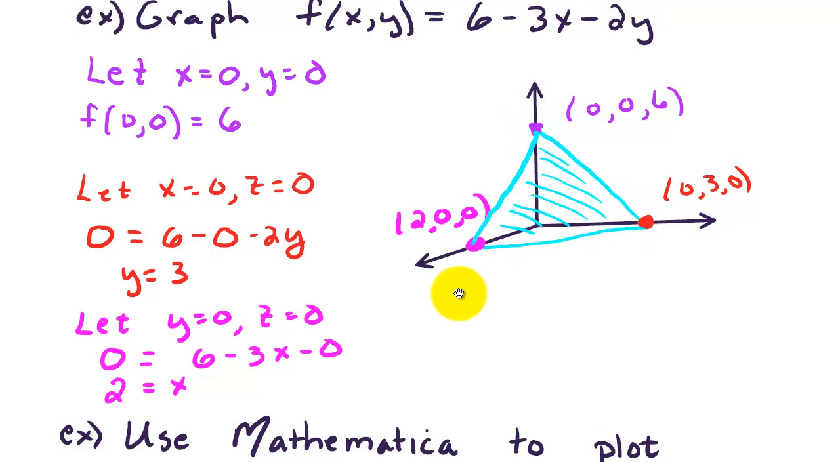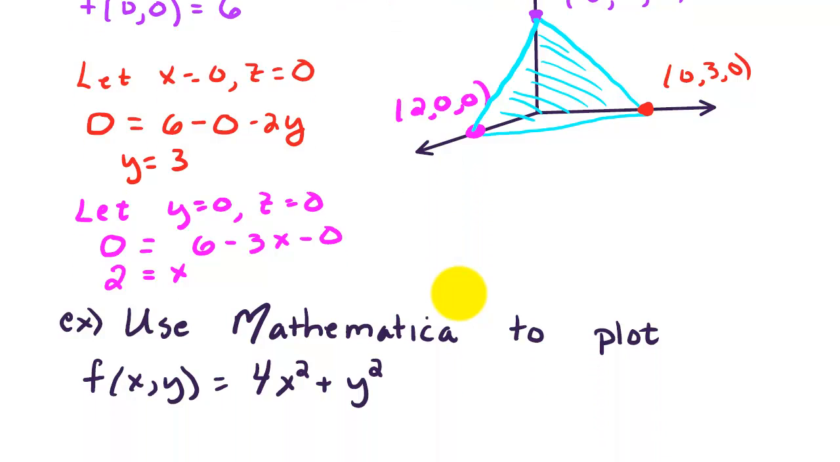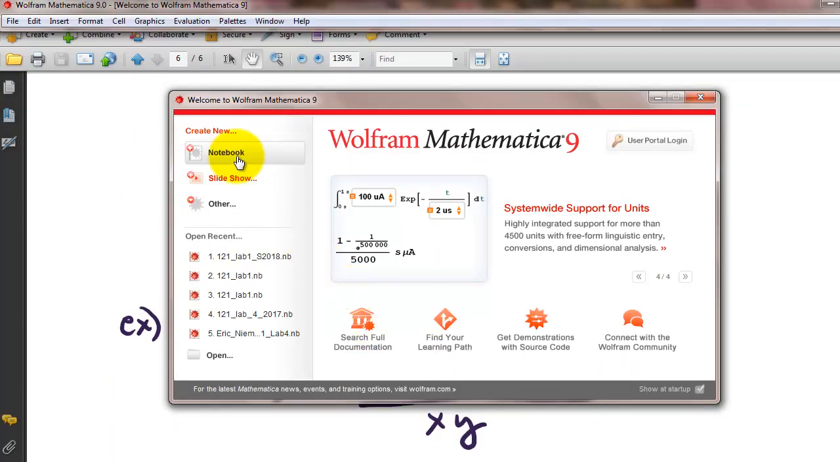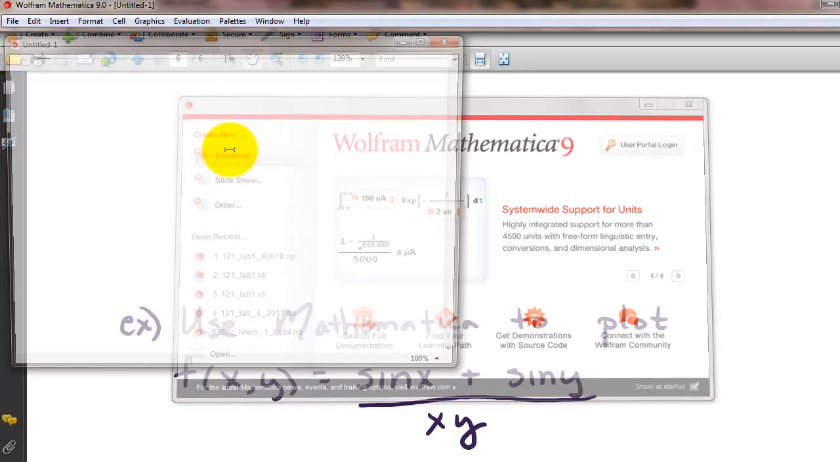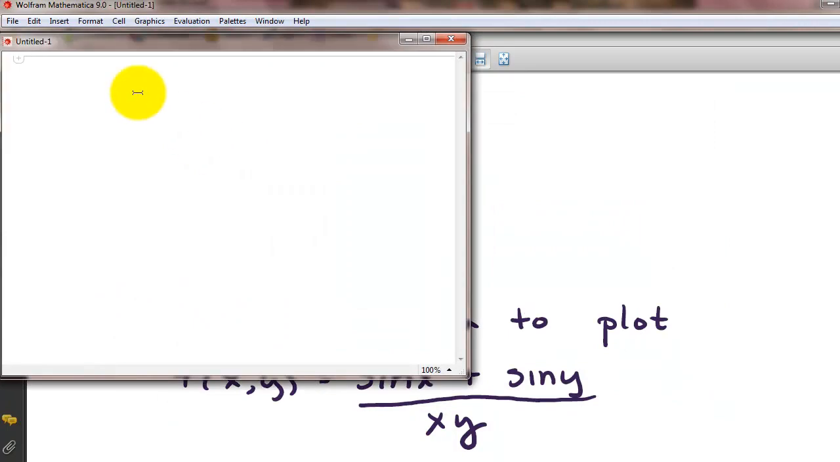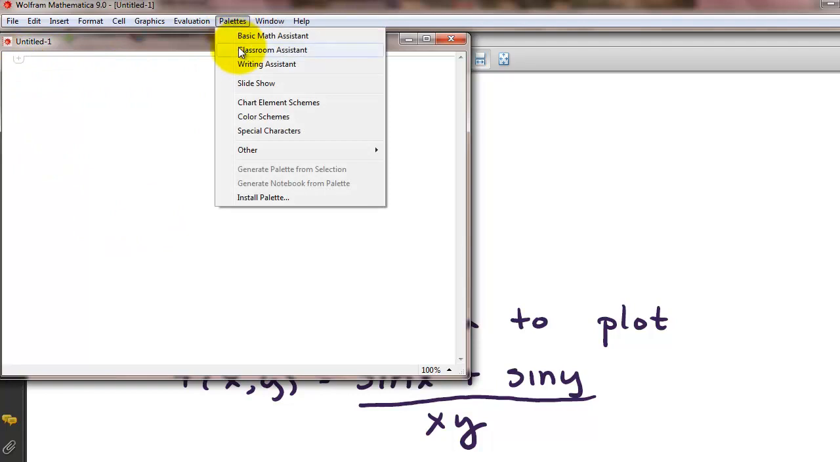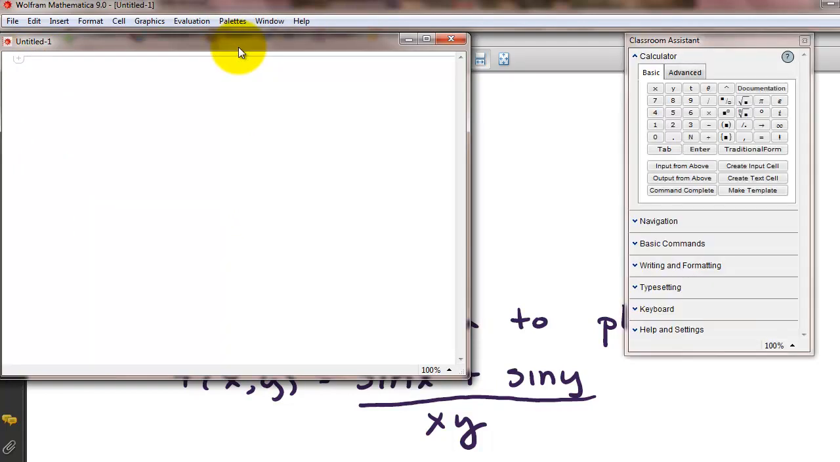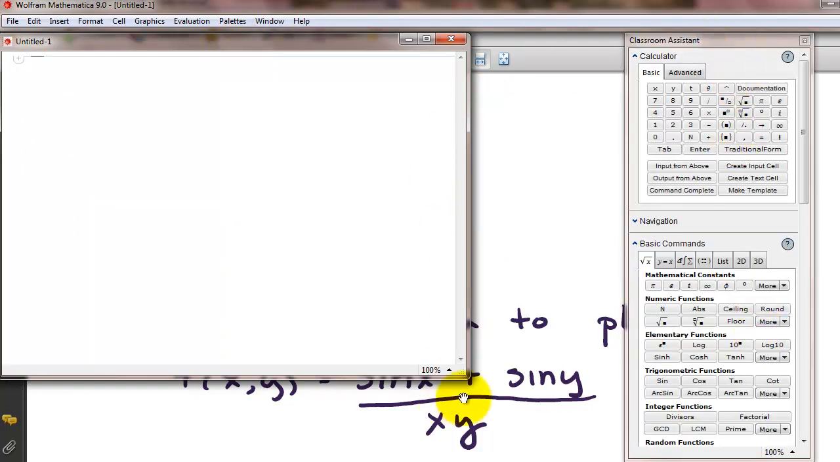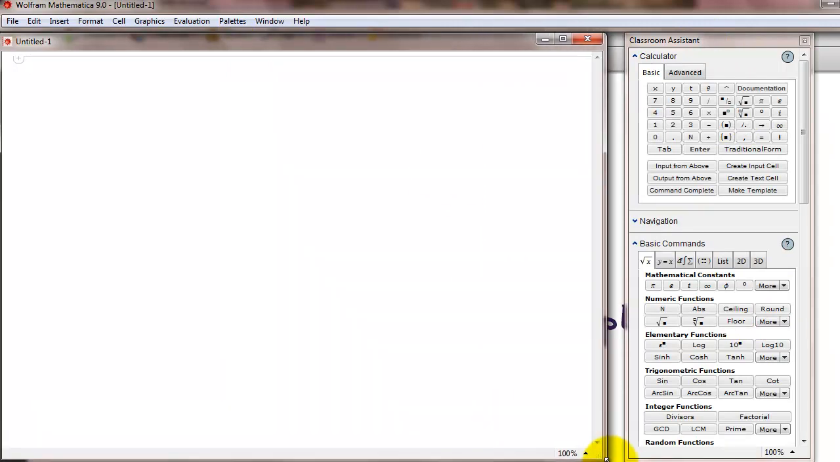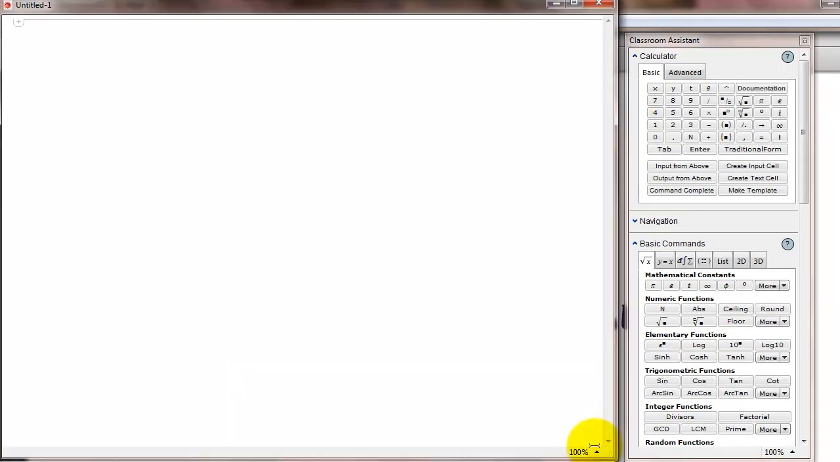Okay, let's go over to Mathematica. We'll plot that plane and then we'll also do some additional examples. Okay, so when you go to Mathematica, let's click Notebook. And I have a blank page here at the top of the screen. I'm going to click Palettes, Classroom Assistant. And what that brings up is our Classroom Assistant. It just makes some of the tools a lot more accessible and right at our fingertips.